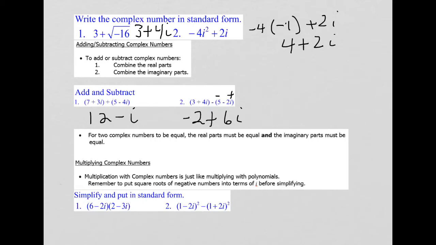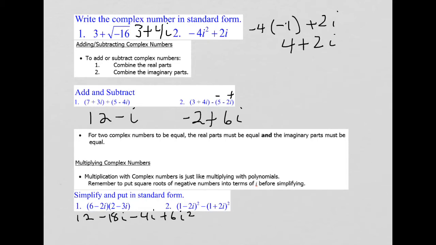Okay, all we do is FOIL or double distribute, and we get 6 times 2 is 12. 6 times negative 3i is negative 18i. Negative 2i times 2 is negative 4i. And negative 2i times negative 3i is positive 6i squared. Now we start simplifying that.